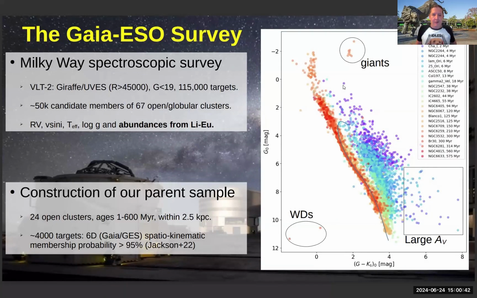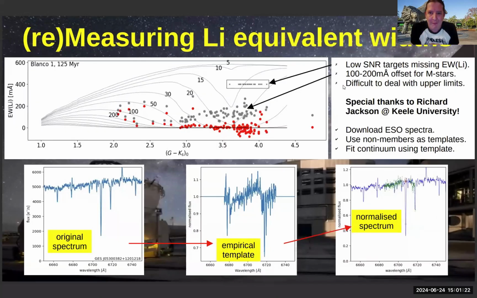As George has described very well in his talk, we take our data from the Gaia-ESO survey. Our parent sample consists of 24 clusters, aged between 1 and 600 million years. They're all relatively close by because we need to have a good shot at measuring the rotation periods, as we'll see later. You can see the colour magnitude diagram of the targets on the right-hand side. In total, we have approximately 400 high probability members that have been selected based on the kinematics from Jackson et al. 22.